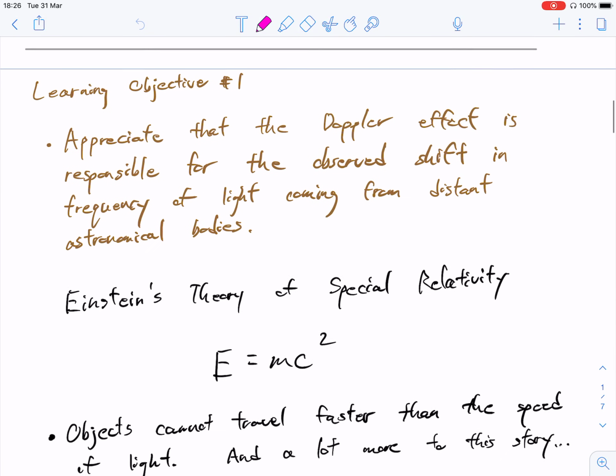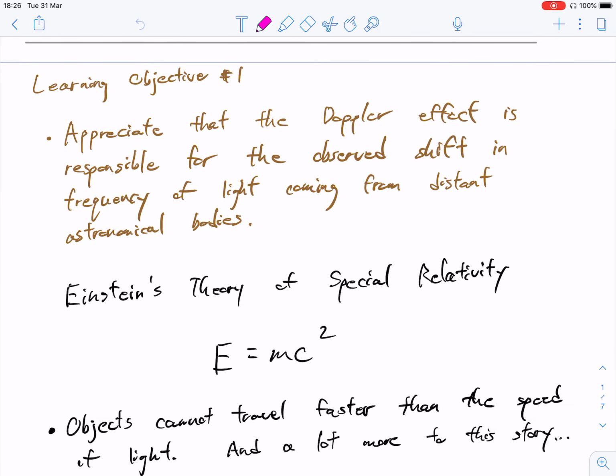So our first learning objective is to appreciate that the Doppler effect is responsible for the observed shift in frequency of light coming from distant astronomical bodies. Mostly we're talking about stars here in terms of distant astronomical bodies. And this is related to Einstein's theory of special relativity.